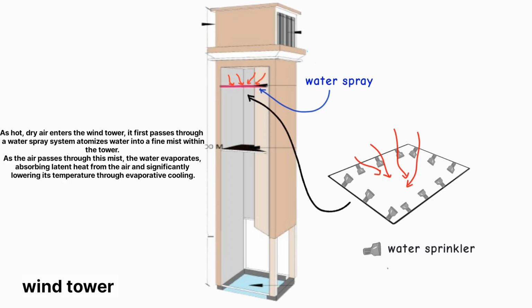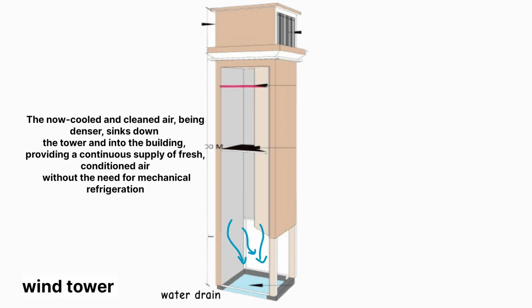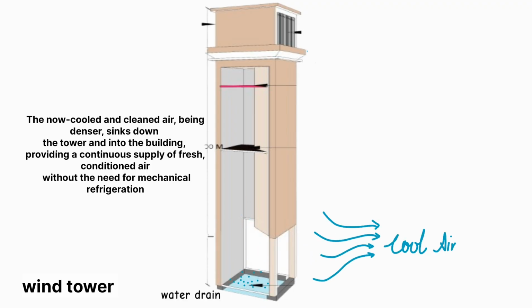The incoming wind creates positive pressure, pushing cooler air down into the building, while simultaneously creating negative pressure that draws warmer, stale air out, either through other openings or a separate part of the wind catcher. This creates a constant airflow, providing natural ventilation and a cooling effect, often enhanced by evaporative cooling if water is incorporated within the tower.